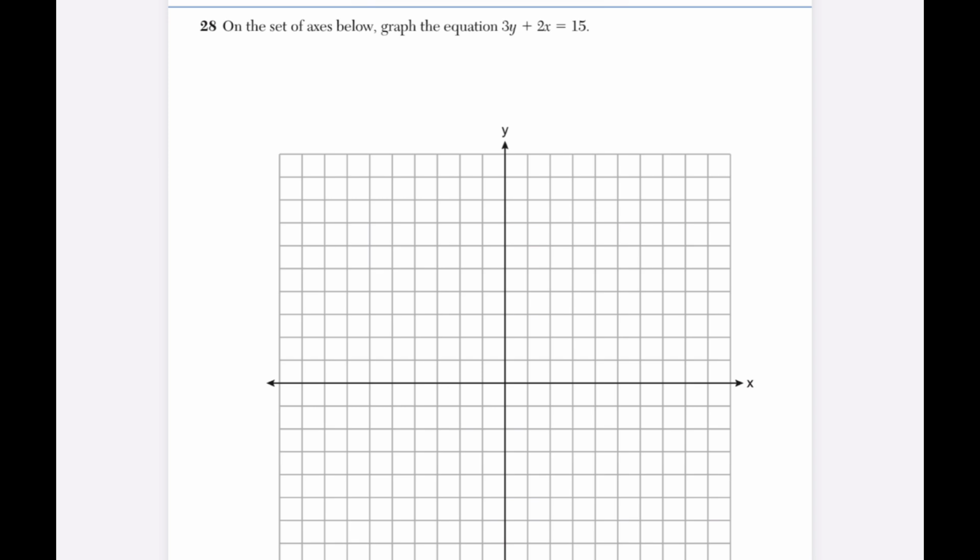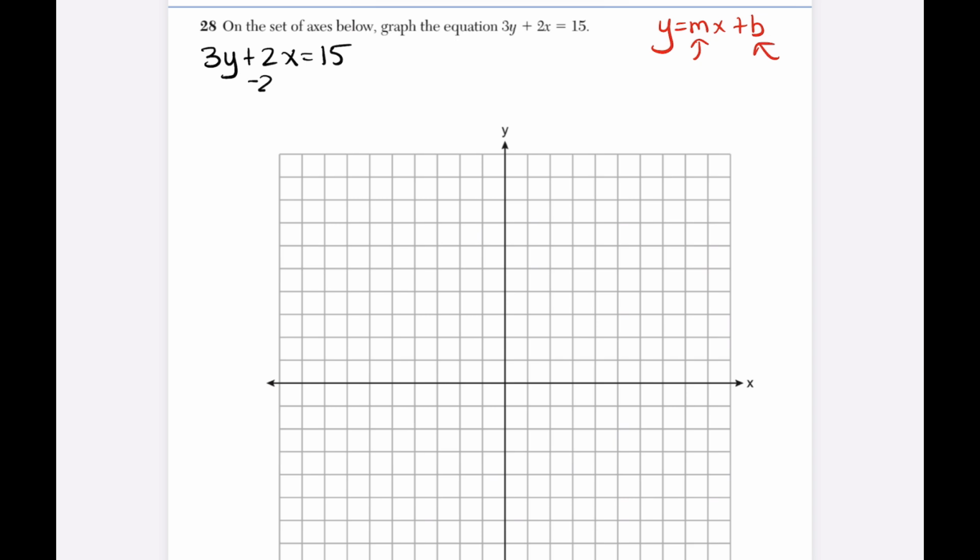Number 28 wants us to graph this linear equation. And the first thing I need to do if I'm going to graph this is get it into y equals mx plus b form so that I can know how to graph using my b and my m. So let's go ahead and transform this equation. So I want to get the y on its own on the left side.